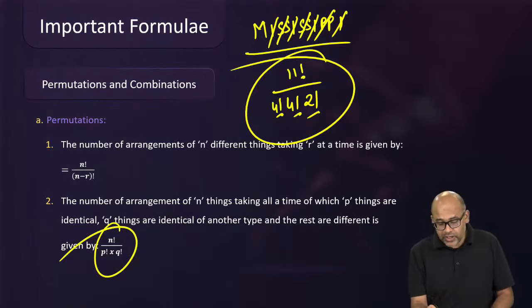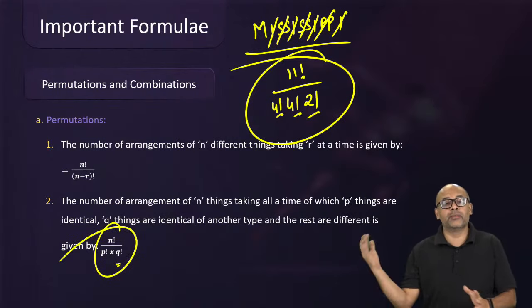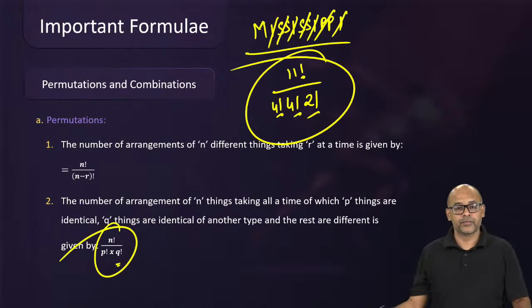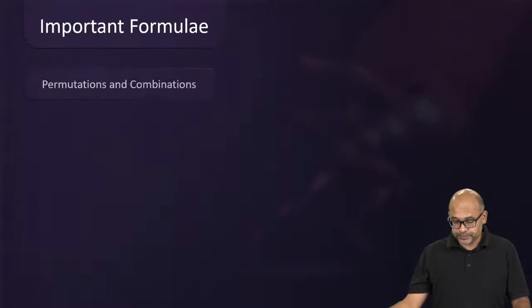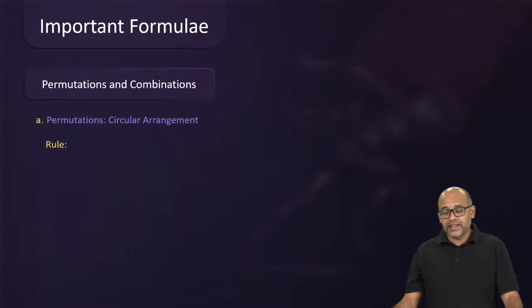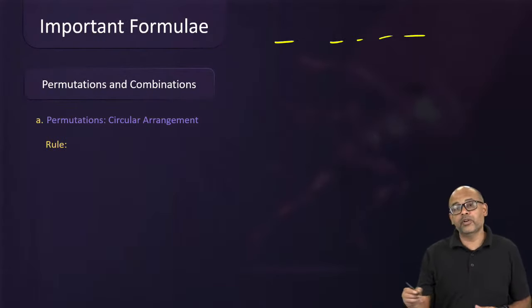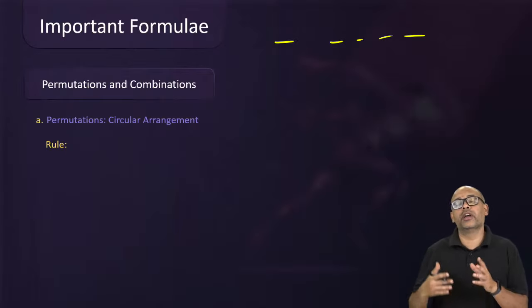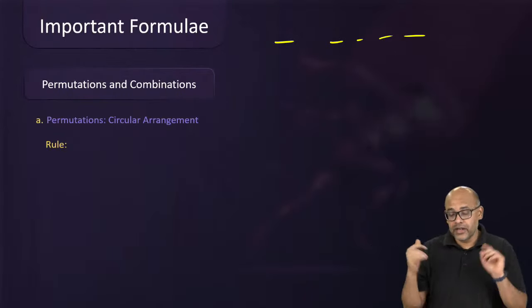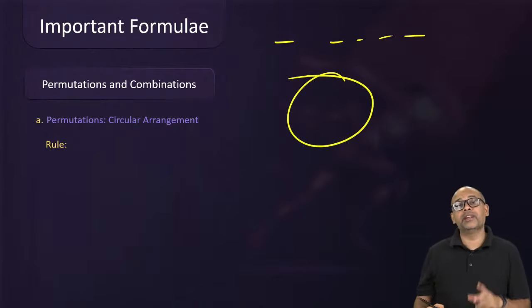And this is not just P and Q. It goes on, depending on how many other repetitions are there. Okay? Right, let's move on. Next is circular arrangement. So till now we are dealing with linear arrangement, forming of a 3-lettered word or a 2-digit number, they're linear. But when you're dealing with a circular arrangement, things will be different.